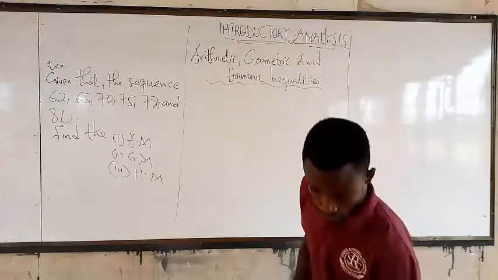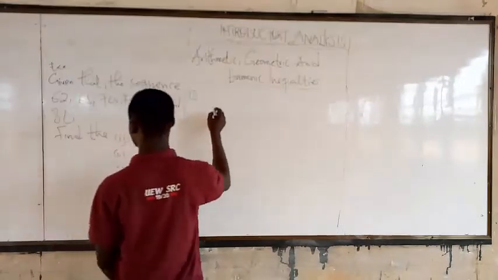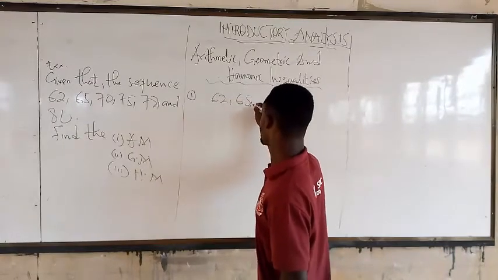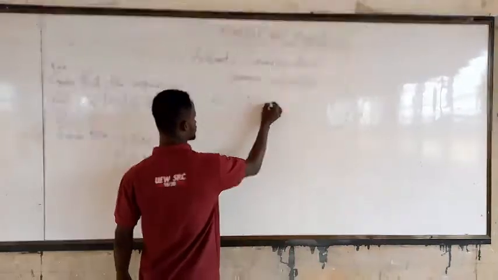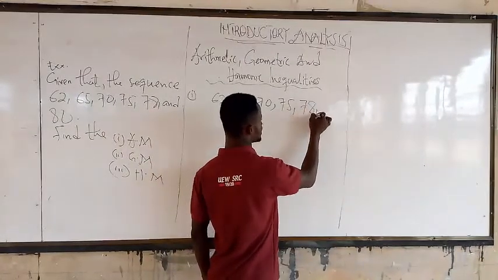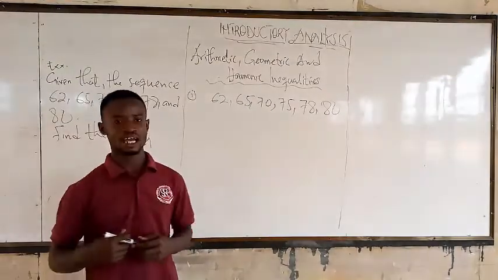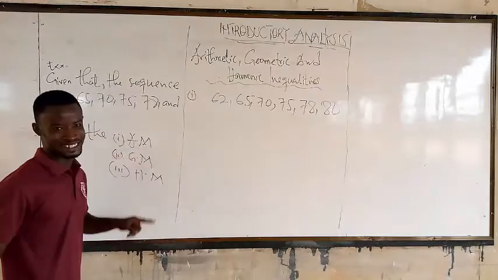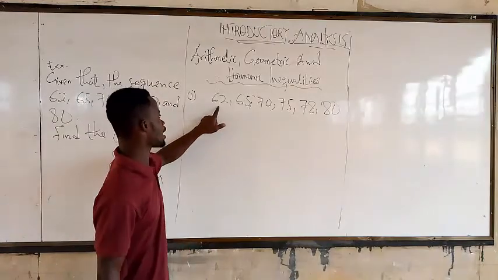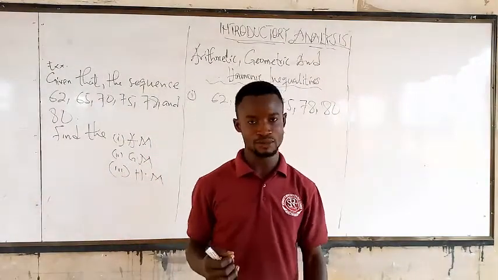Alright, let's start. We have been given the sequence 62, 65, 70, 75, 78, and 80. To find the arithmetic mean, the geometric mean and the harmonic mean, let's first know the number of terms in the sequence. So how many terms? 1, 2, 3, 4, 5, 6. So we have 6 terms here.